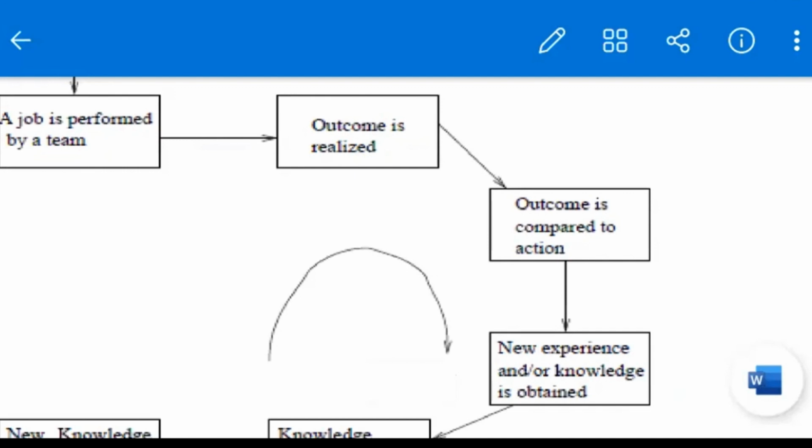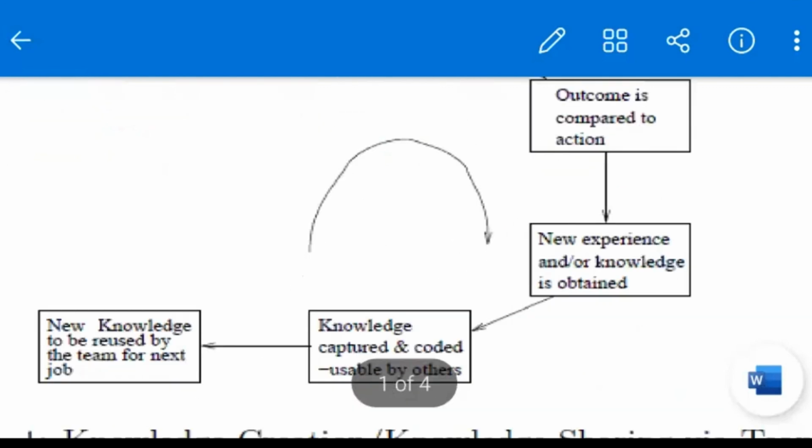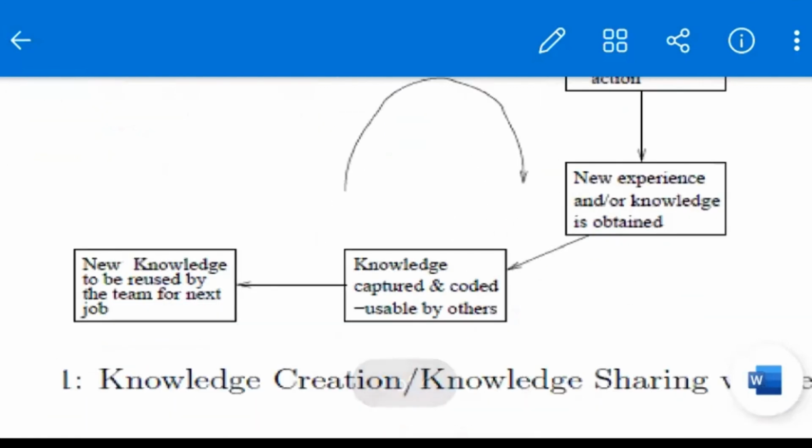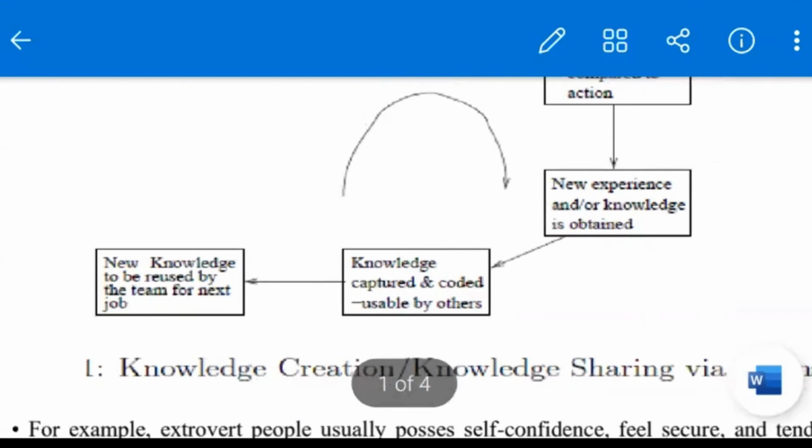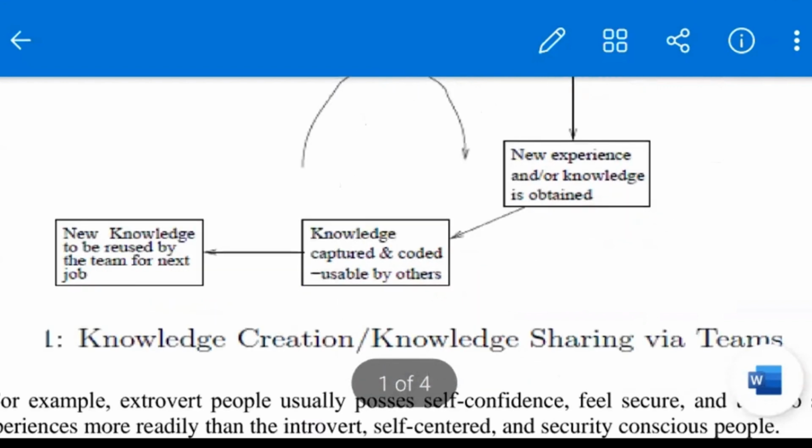Then based on those outcomes and the action compared, a new experience or new knowledge is obtained. Then that knowledge is codified, captured, documented in PDF, Excel or Word format, and it is passed on to the next team, saying that we have prepared the tea with ginger flavor, now you can carry out some other flavor. You can add some jaggery or lemon in it, and so on. So this is the process of knowledge creation and knowledge sharing via teams, when a team is being considered.